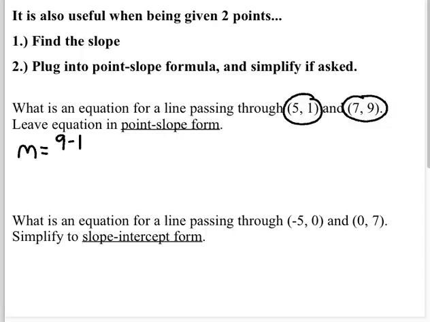y2 minus y1 over x2 minus x1, so 8 over 2. So here, my slope is going to be 4.